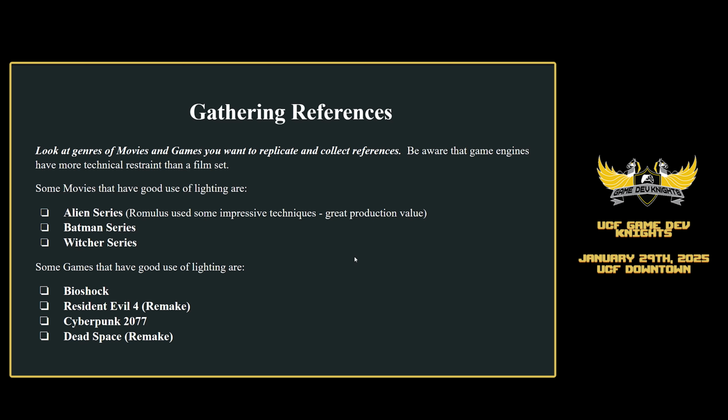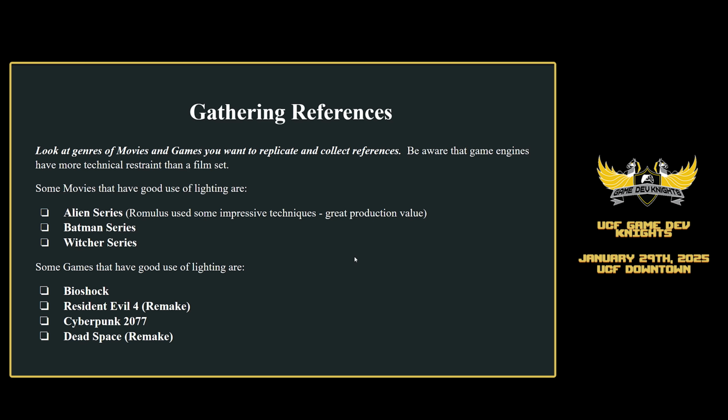So some good movies that you want to look for references is the Alien series. Anybody seen Alien in here? Alien, okay. Anybody see Romulus? Romulus. Oh, dude, Romulus was so good. Very, very good. The Batman series, it's also really good. The Witcher series on Netflix, that's very good lighting. Alien's kind of like a dystopia, Batman's like the city, and Witcher is like medieval. So think about it like that, and then based off of what you guys want to do for your scenes, for your games, look up references on that as well.